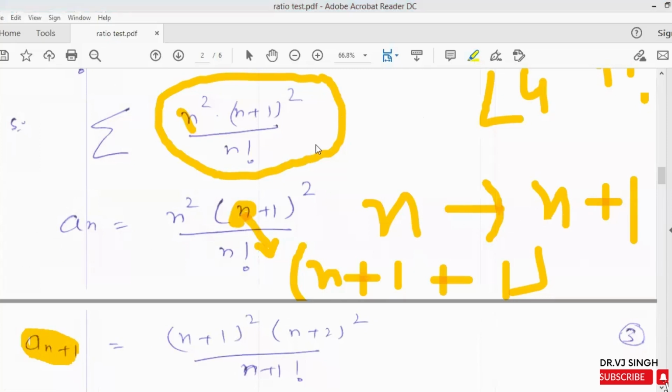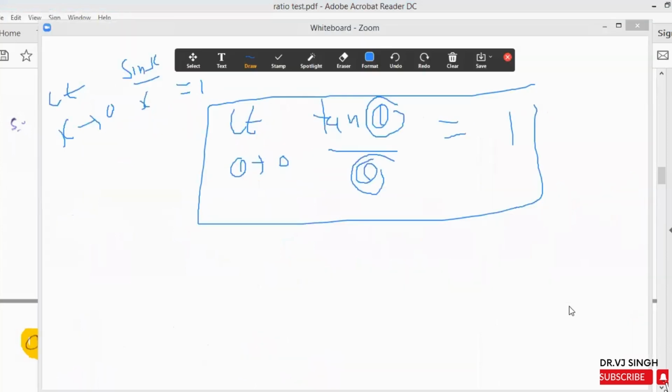Now, before solving it, suppose any, say 8 factorial. We can write 8 factorial like this: 8 into 7 into 6 factorial. Any problem? ये clear है ना सभी को? We can write 8 factorial as 8 into 7 into 6 factorial.